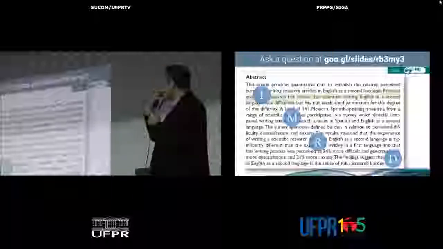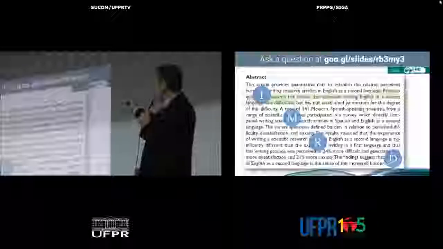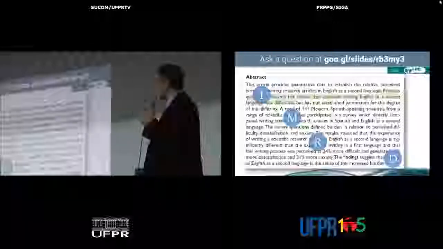And here, you can see you have the territory, move 1. Previous qualitative research has shown that scientists writing English in a second language face difficulties. And then the second part of that sentence is move 2.